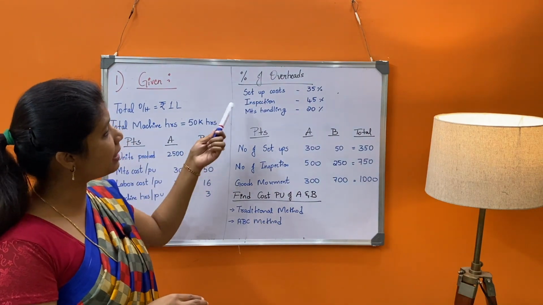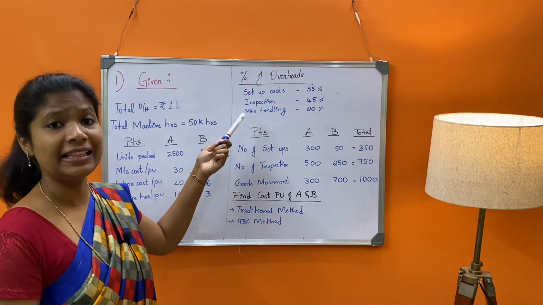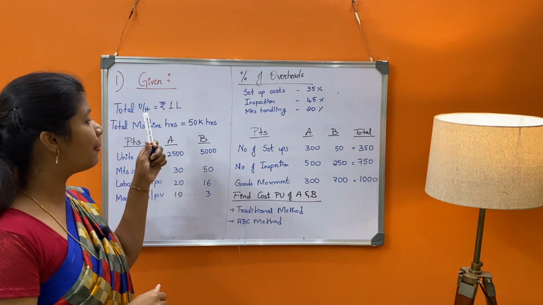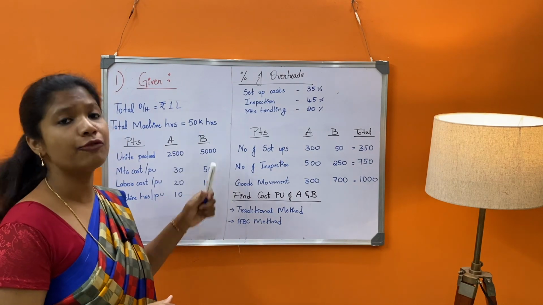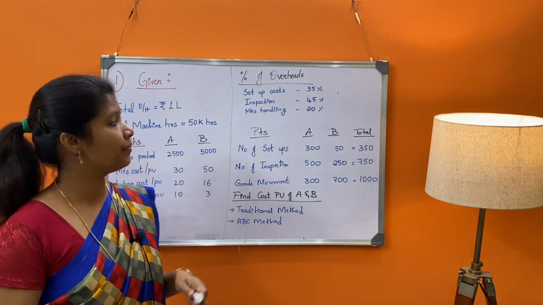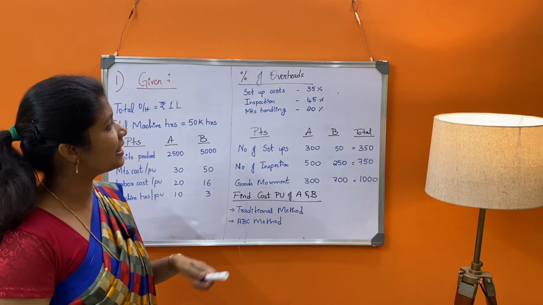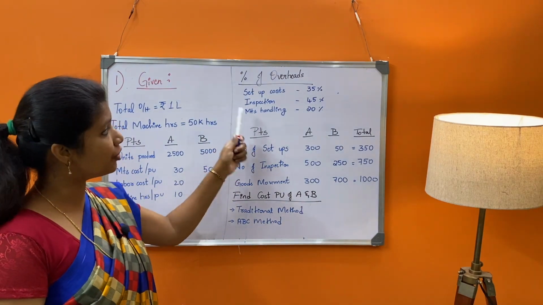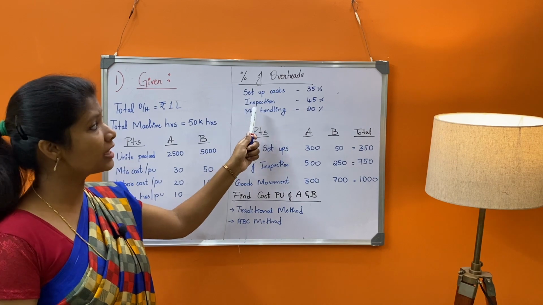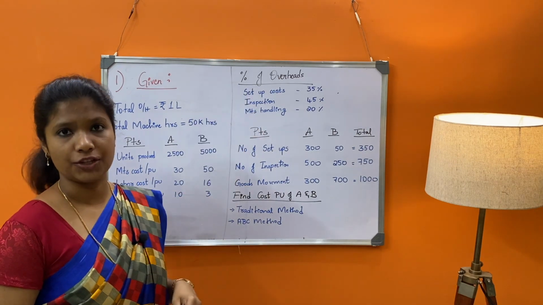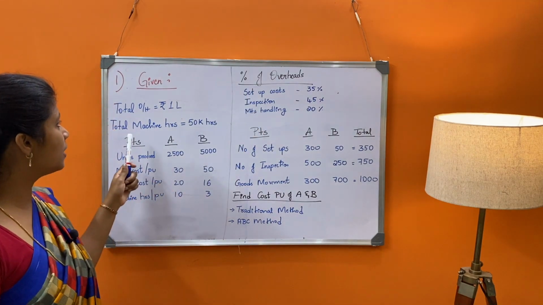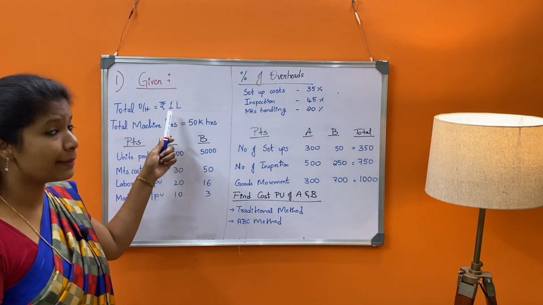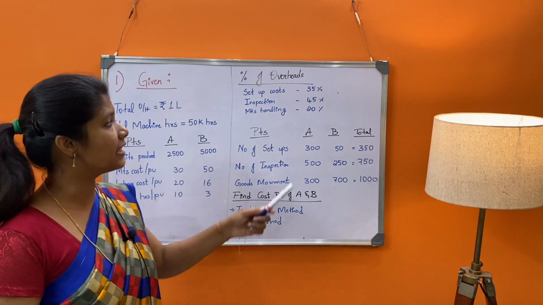Now here under ABC, we are looking into what are the activities that have undergone for product A and product B to come up. So there is setup cost, inspection and materials handling. Remember, there are 3 activities and the value is given in terms of what? Percentage. What is the total overhead over here? Rupees 1 lakh, and the breakup of that total overhead is given here.